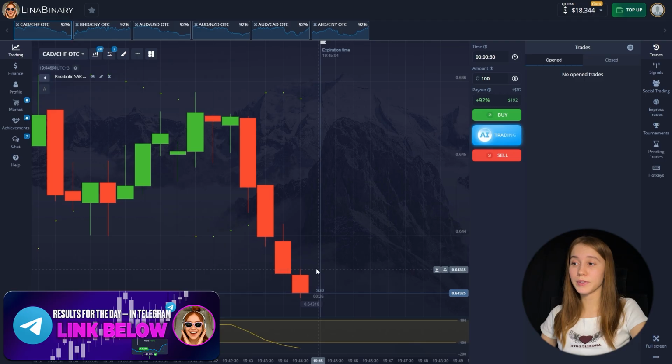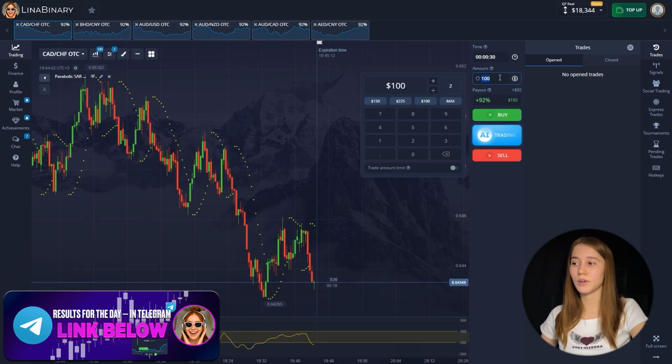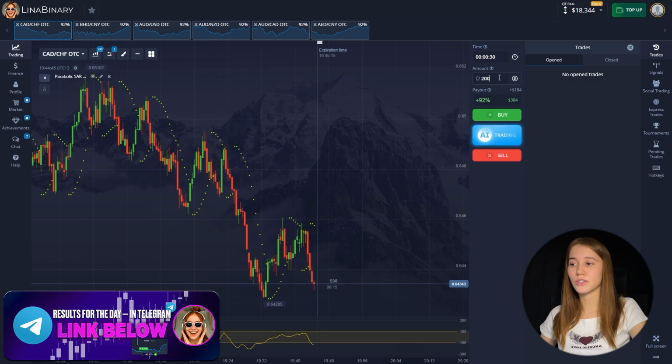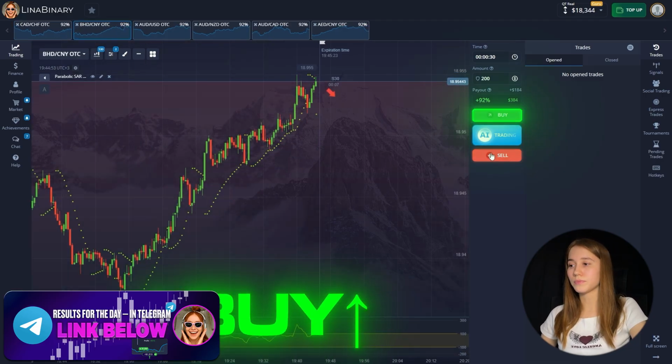We have overcome the support area. And the CCI indicator we see directed downwards. We see that we still have some gaps on the chart. We immediately changed the amount of the deal to $200. So we see.